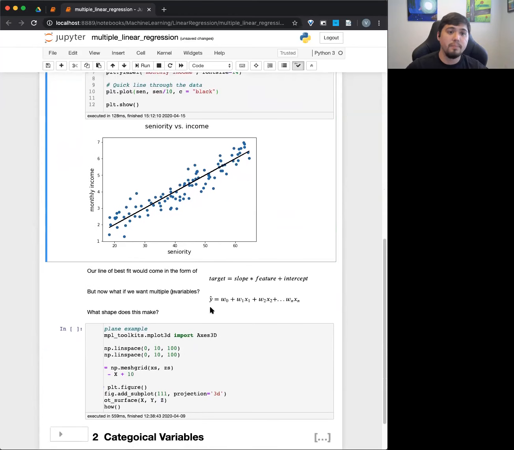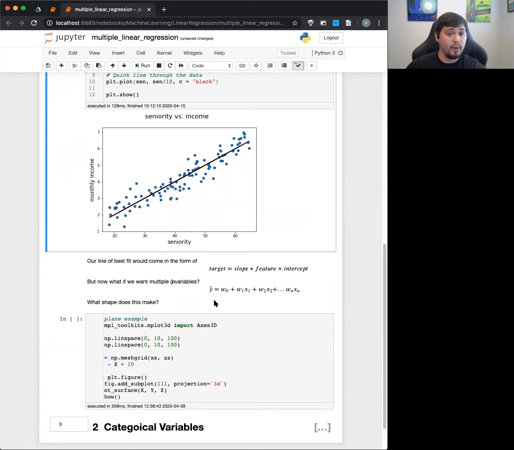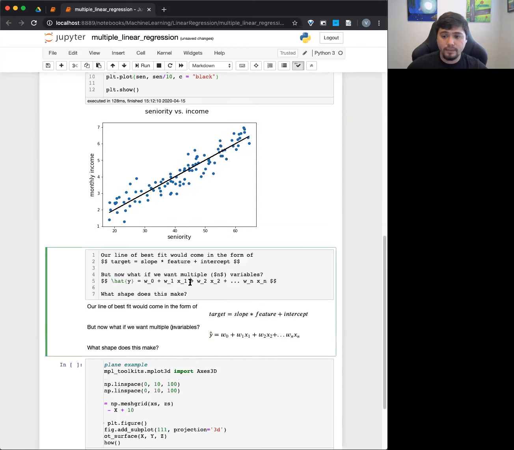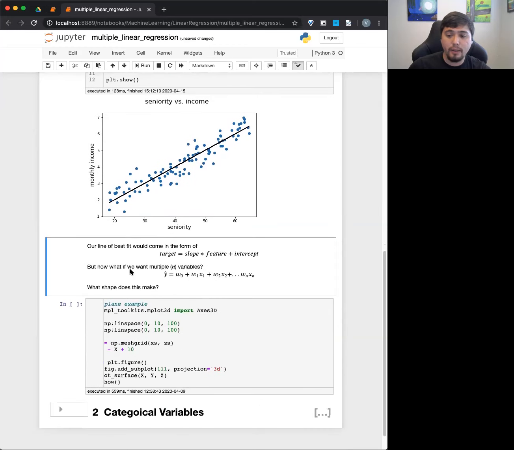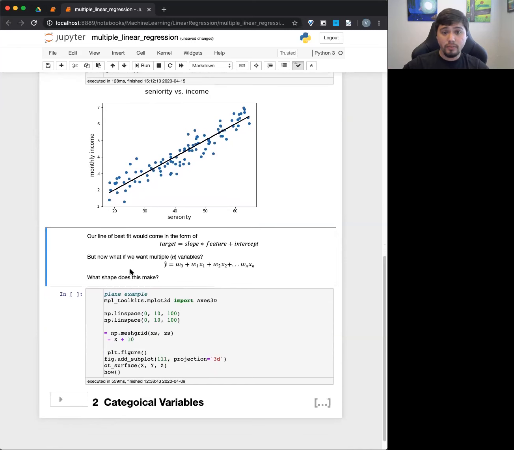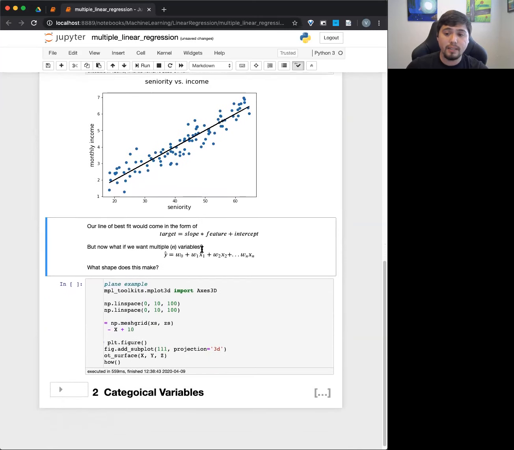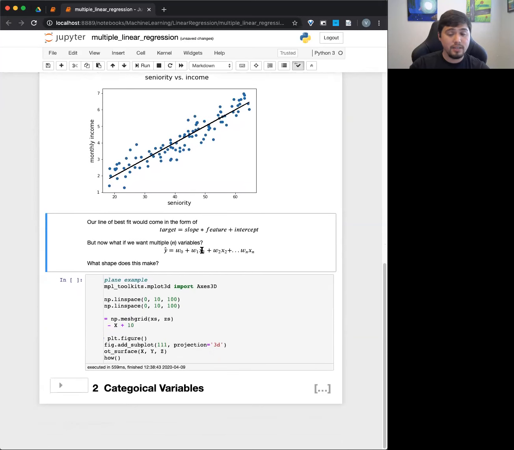And if you remember, this equation is basically the equation of a line, right? Target is equal to the slope times the feature plus the intercept. But what happens if we have multiple features, not just seniority, but some other factors? Well, we can write it as saying there is some intercept to begin with, plus a coefficient times some feature. And we could do that for multiple features.